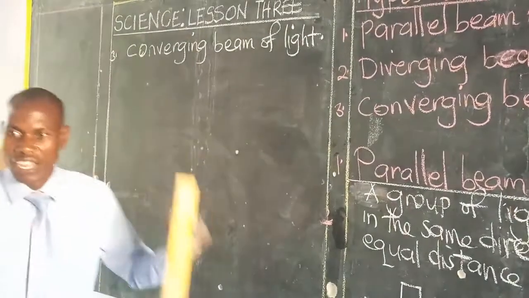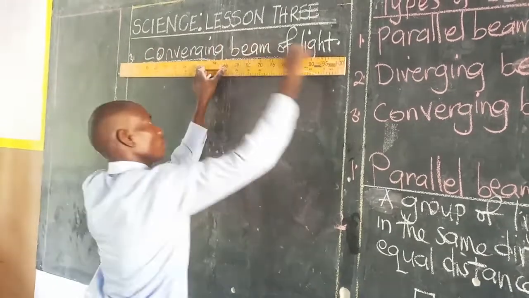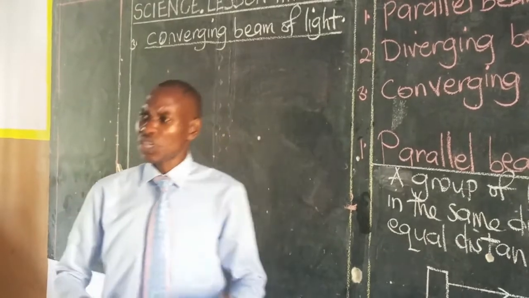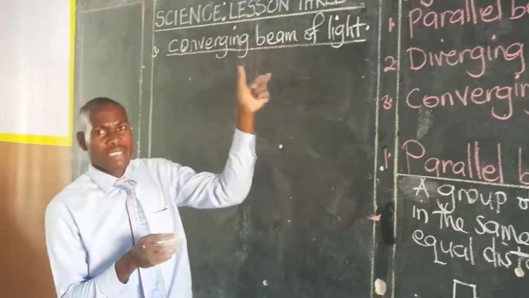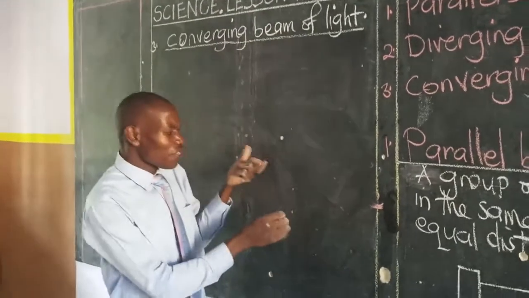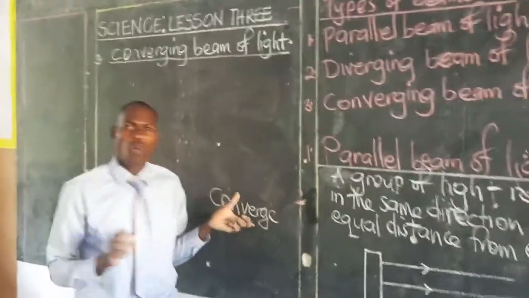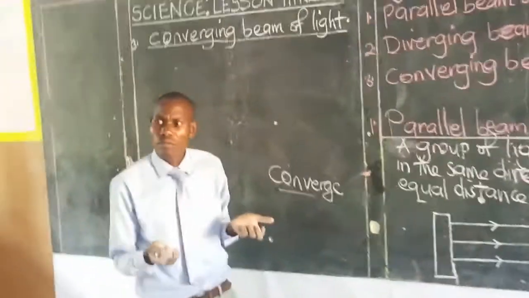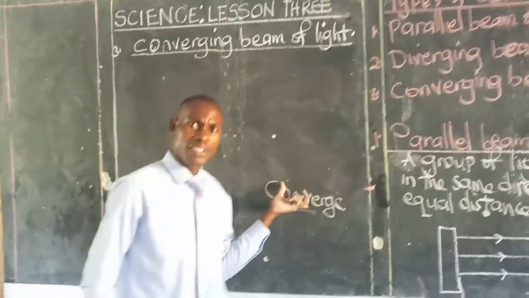Converging beam of light. Boys and girls, converging beam of light. From your own understanding, what do you think the word to converge means? Because the word converging actually comes from the word converge. What do you think the word converge means? Well, boys and girls, the word to converge simply means to meet. It simply means to meet.